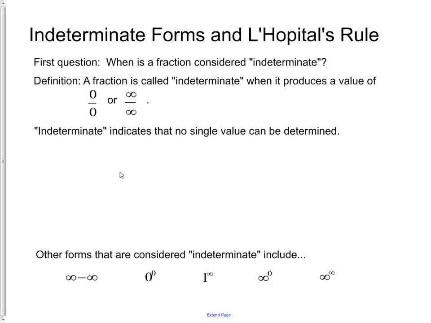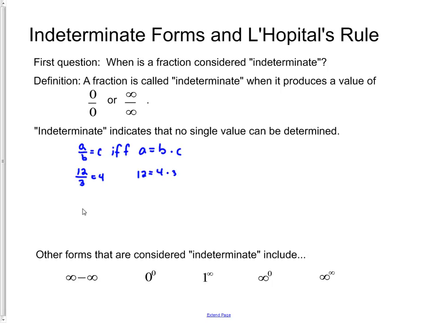Now, in this case, the word indeterminate indicates that no single value can be reached. Why? Well, to understand for a fraction, anyways, we need to go back to our definition of division. If you recall, a number A, when divided by a number B, produces a number C if and only if A is equal to B times C in the set of real numbers. So, for example, if we took a number like 12 and divided it by 3, we know we would get 4 simply because 12 is the result of multiplying 4 times 3.